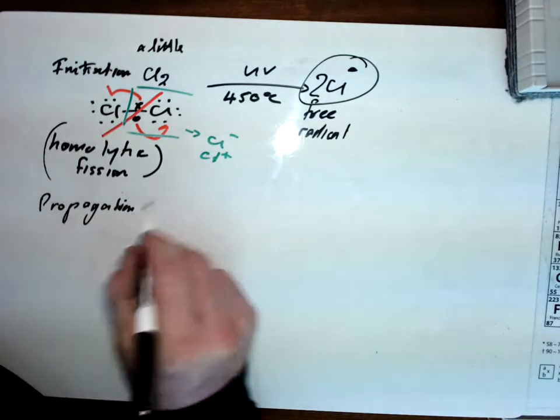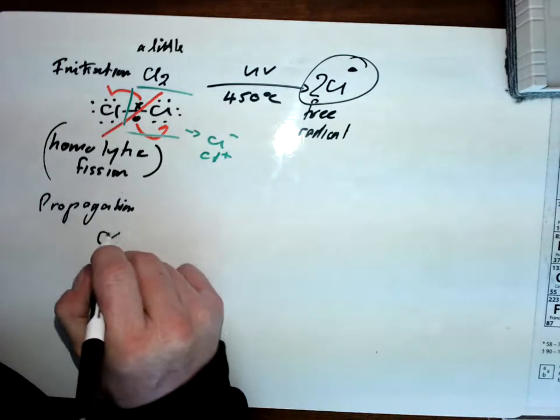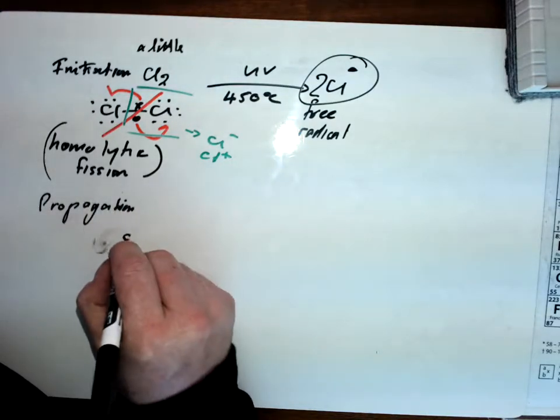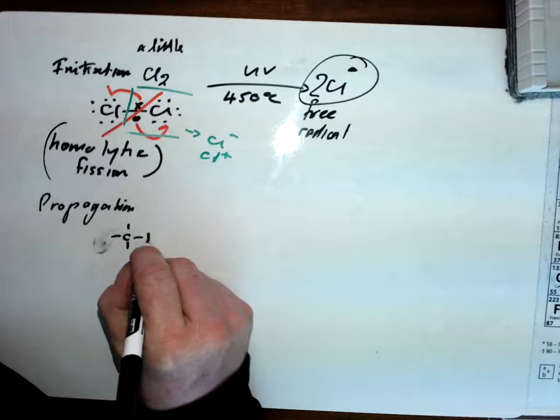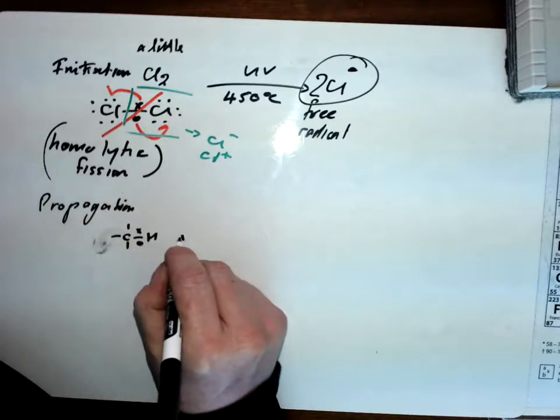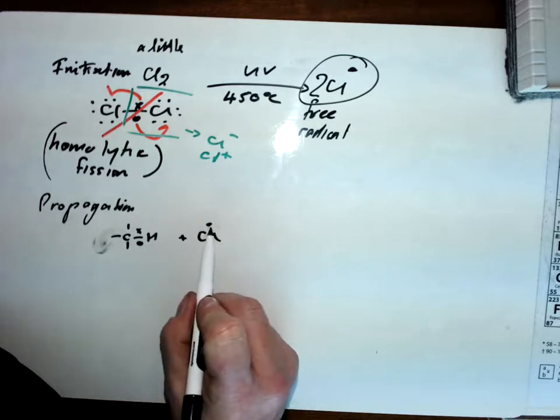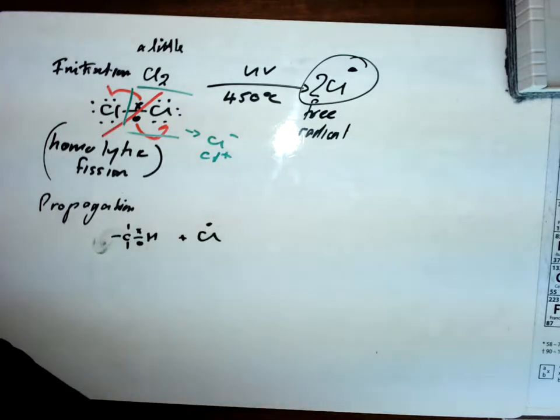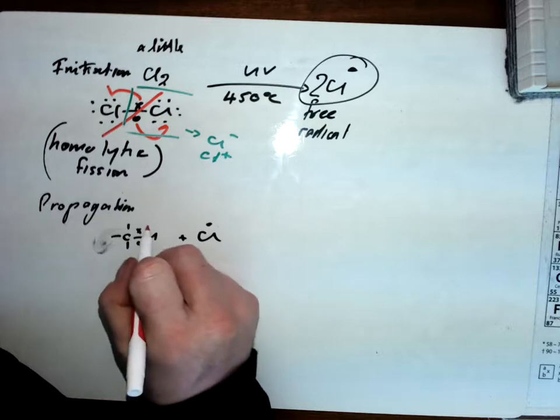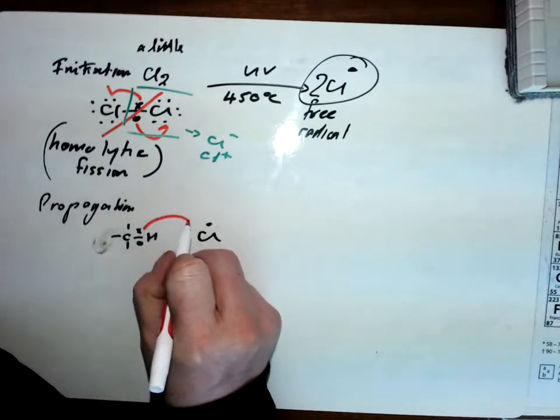So what happens is that the chlorine radical will of course bump into a methane molecule, and I'll just draw the methane like this and you'll see why in a second. The chlorine radical is highly unstable because of its unpaired electron. It wants to get an electron, so it grabs this electron from here.